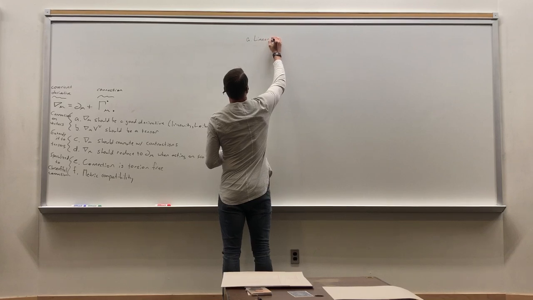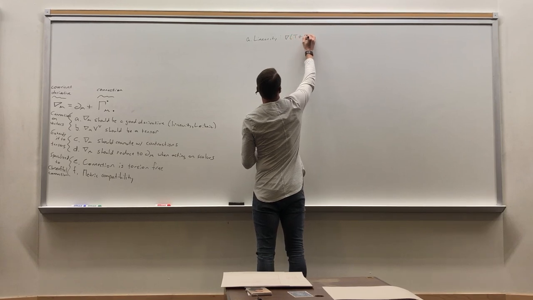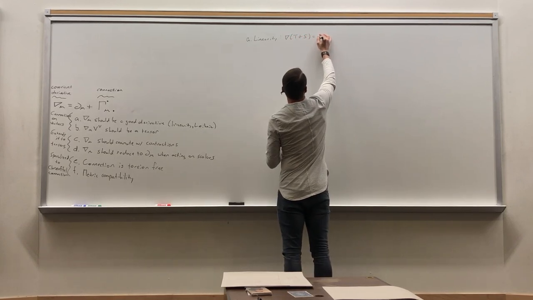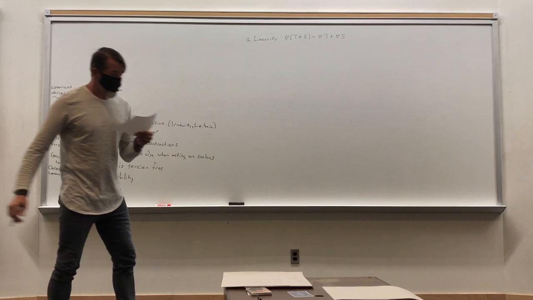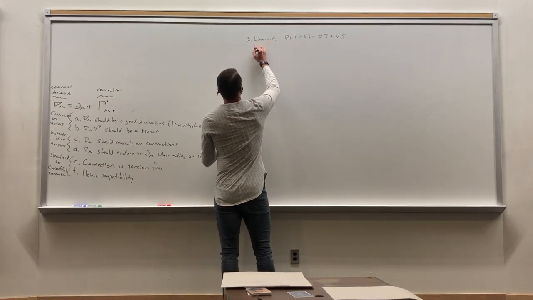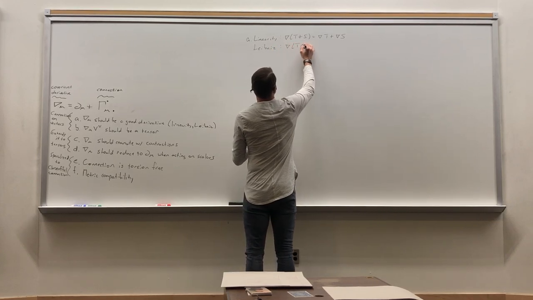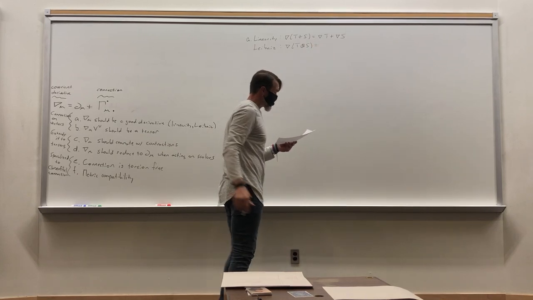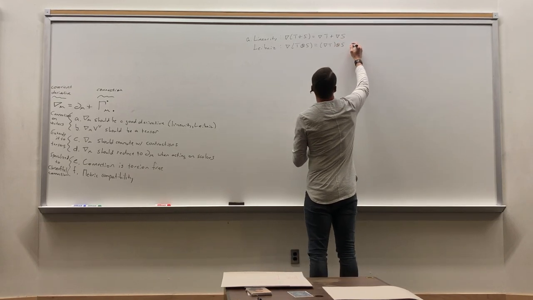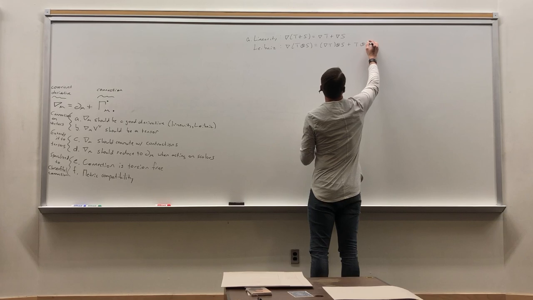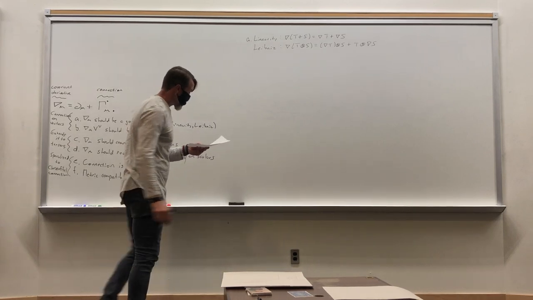Let's start with linearity. Linearity says if I take the derivative of the sum of two tensors, then this should just be the derivative acting on each tensor and then the sum of that. And then the Leibniz rule is that if I take the derivative of the product of two tensors, and don't worry, we won't worry about the product in this class, we don't really need to, but just trying to be concise, then we get something which looks a lot like the product rule from calculus, okay?